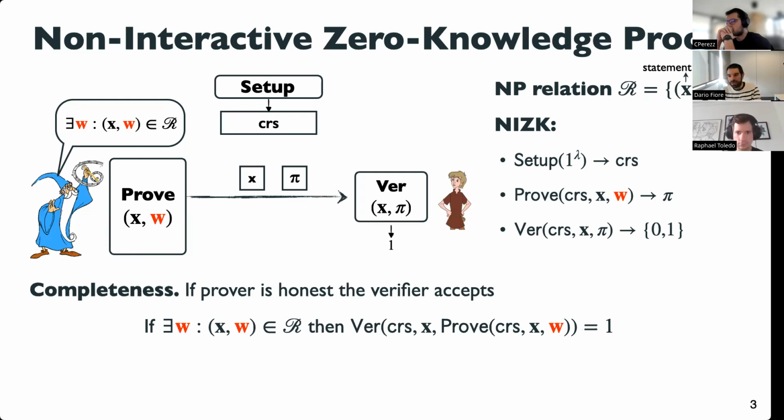Now, what properties do we want from non-interactive zero-knowledge proofs? The first one is completeness. It essentially says that if everybody is honest, then the verifier accepts. So in particular, if there exists a witness for X, then when you verify a proof generated for X, the proof must pass verification. Nothing special here. Then there are two more properties that formalize the security of non-interactive zero knowledge, which are zero knowledge and soundness.